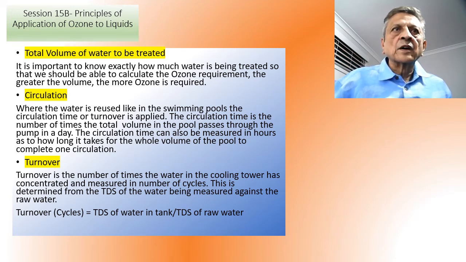Now, turnover is the number of times the water in the cooling tower has concentrated and is measured in the number of cycles. This is determined from the TDS of the water being measured against the raw water. Turnover in terms of cycles equals the TDS of the water in the tank divided by the TDS of raw water, in whole numbers.